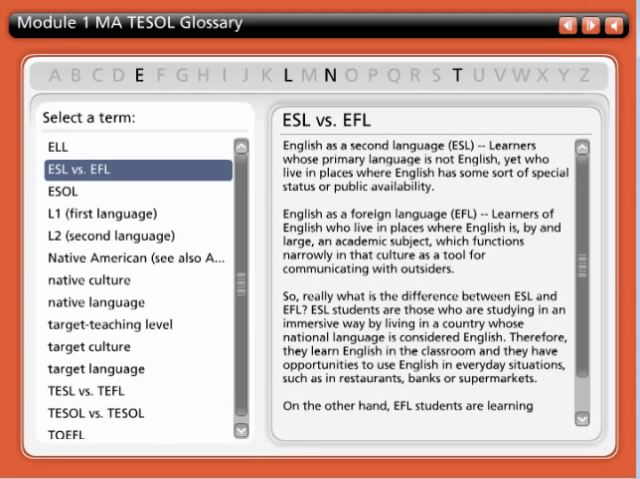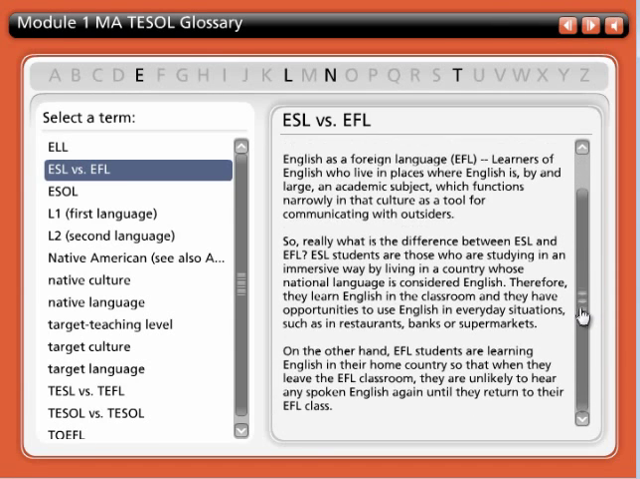ESL learners are learners whose primary language is not English, yet who live in places where English has some sort of special status or public availability. English as a foreign language, EFL, learners are learners of English who live in places where English is, by and large, an academic subject, which functions narrowly in that culture as a tool for communicating with outsiders. So really, what is the difference between ESL and EFL?